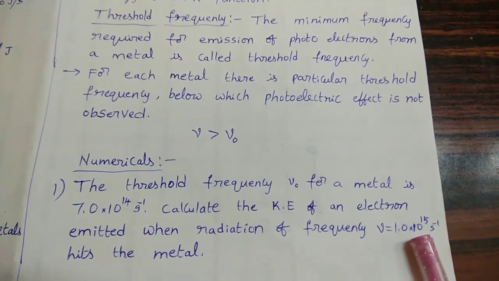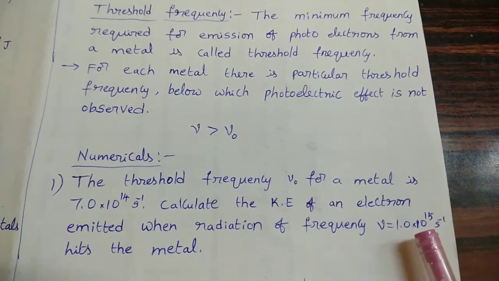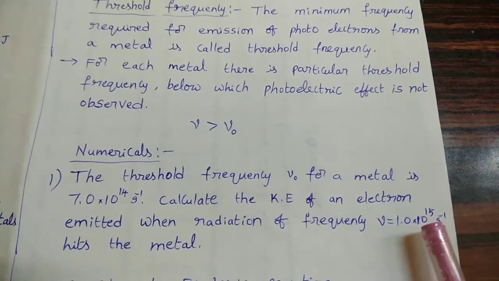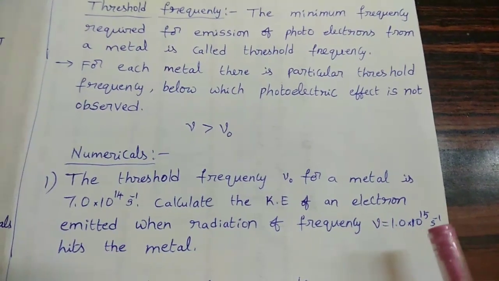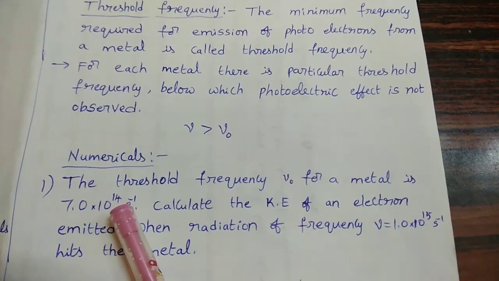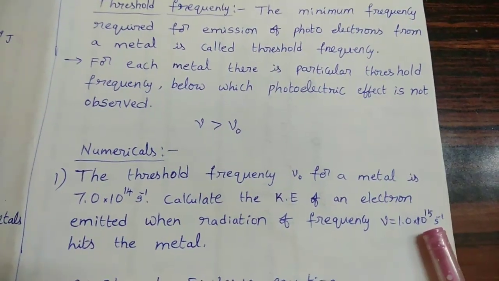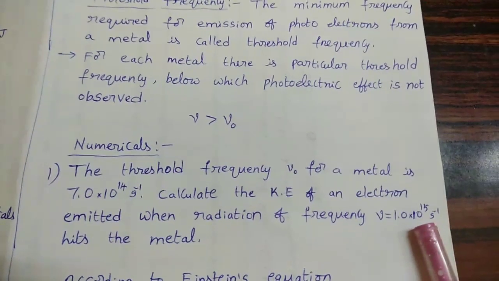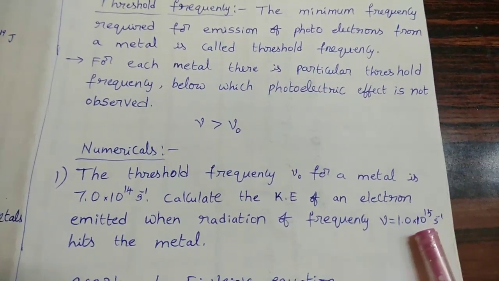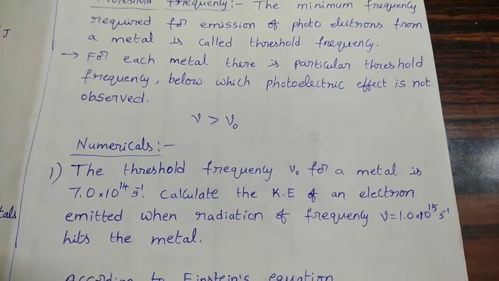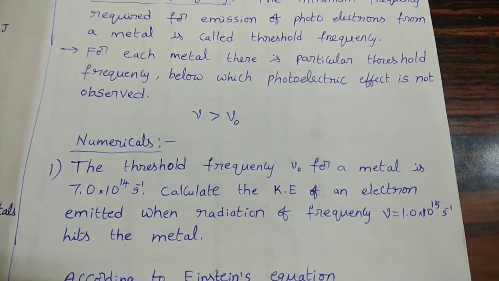So electrons cannot be ejected from the metal, but that is wrong. See carefully. In 7 × 10^14, compare the exponential part, 10^14 and 10^15, which is bigger? This one is bigger. So the incident beam frequency is more than the threshold frequency. That's why electrons can be ejected in this case.